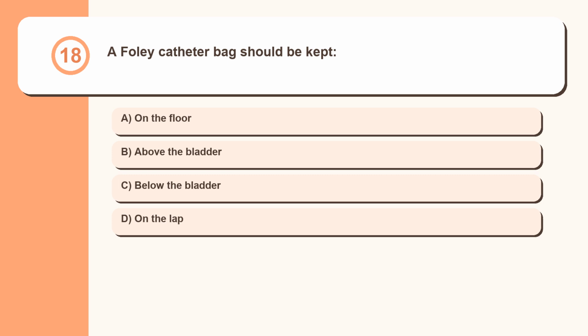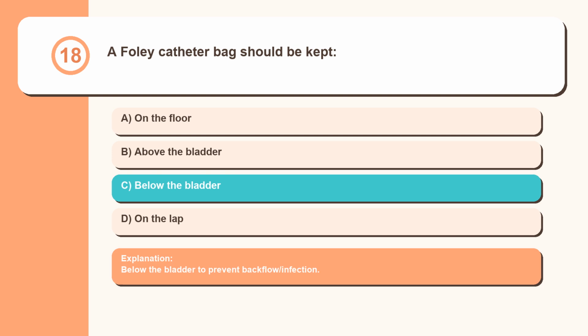Question 18. A Foley catheter bag should be kept on the floor, above the bladder, below the bladder, on the lap. Below the bladder to prevent backflow/infection.